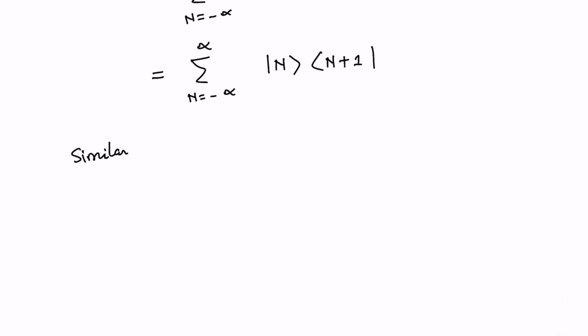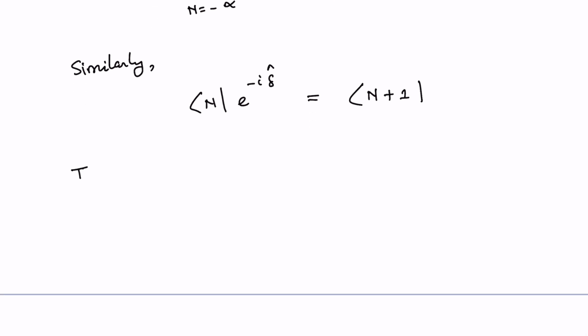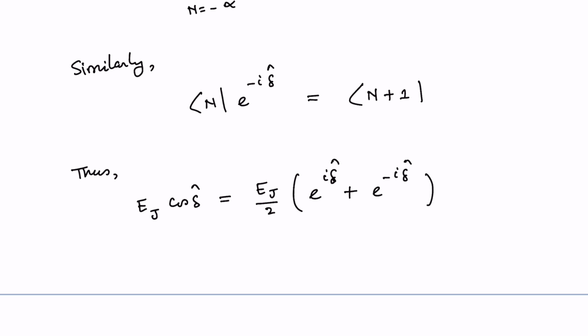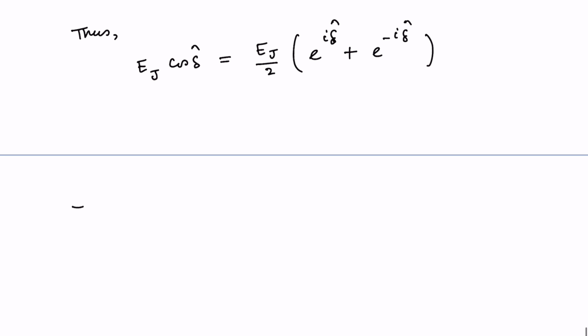you can show that bra n operated by this operator e to the power minus i delta cap is going to give you bra n plus 1. Alright, then therefore we get Ej cos delta cap, that is equal to Ej by 2 e to the power, this already we wrote, right, e to the power i delta cap plus e to the power minus i delta cap. Let me write here clearly, Ej cos delta cap is equal to Ej by 2.